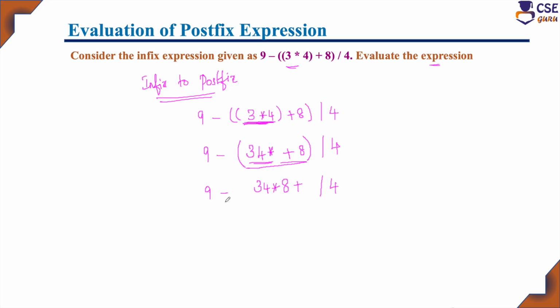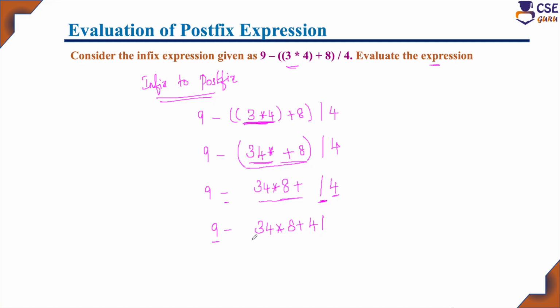Now here a subtraction operator is there and here a division operator is there. Among the arithmetic operators, multiplication, division and modulus have higher precedence compared to addition and subtraction. So here you need to implement the division operator next. So 9 minus this whole thing will be considered as the first operand. The first operand is 3, 4 star 8 plus and the second operand is 4. The operator is division. Next, only the subtraction operator.